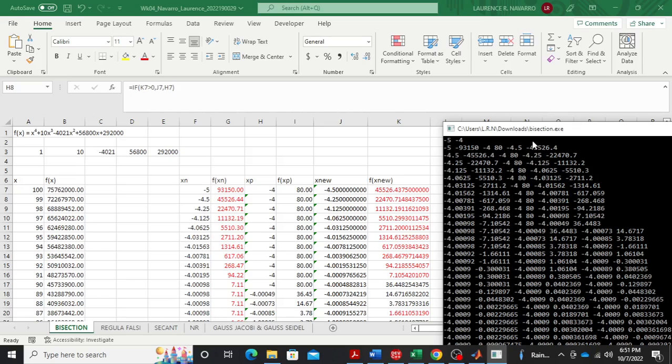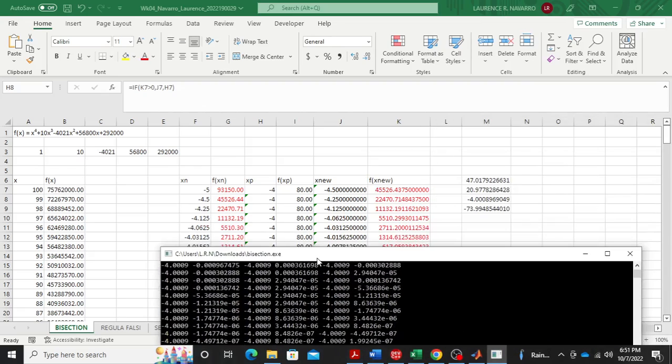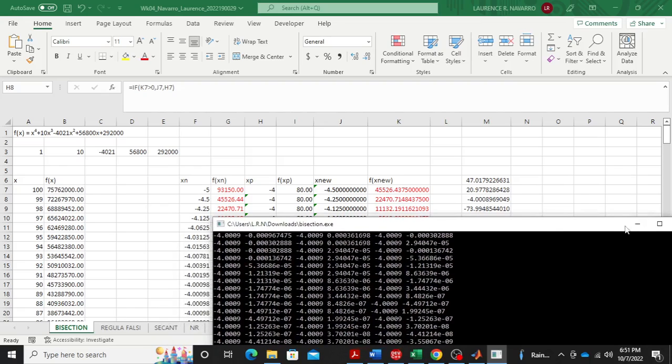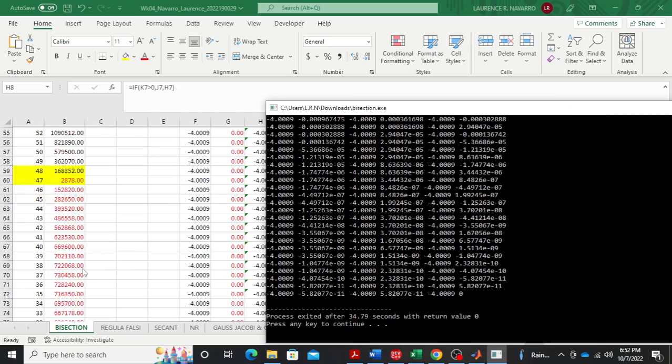This CMD prompt follows the formatting we use in our Excel worksheet: XN, FXN, XP, FXP, XNew, then FXNew. We have our root here as -4.009, so almost close.